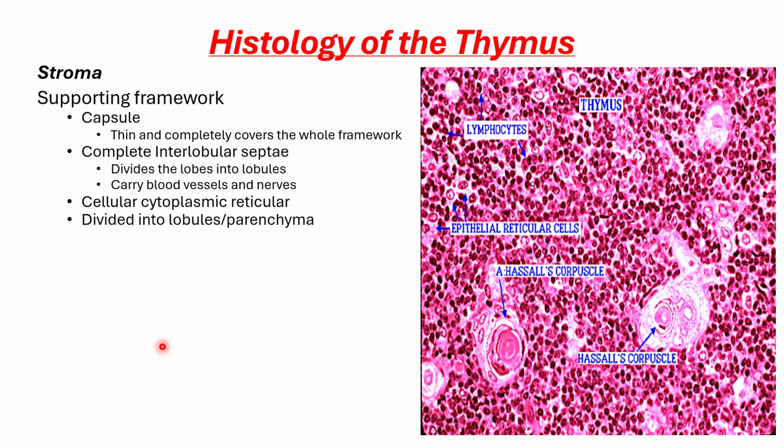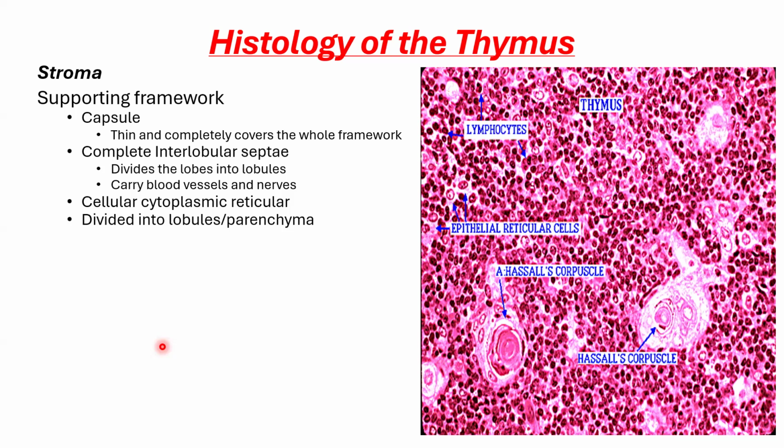Then this capsule will send in interlobular septa or trabeculae to divide the lobes into lobules, to divide completely the thymus into lobules. And this capsule, this septa, this trabeculae, they will carry blood vessels, they will carry nerves. In addition to that, this stroma won't be just elastic fibers, there will be epithelial reticular cells. Can you take note of that? Only the thymus will have the epithelial reticular cells forming the reticular formation, forming the complete interlobular septa of the thymus.